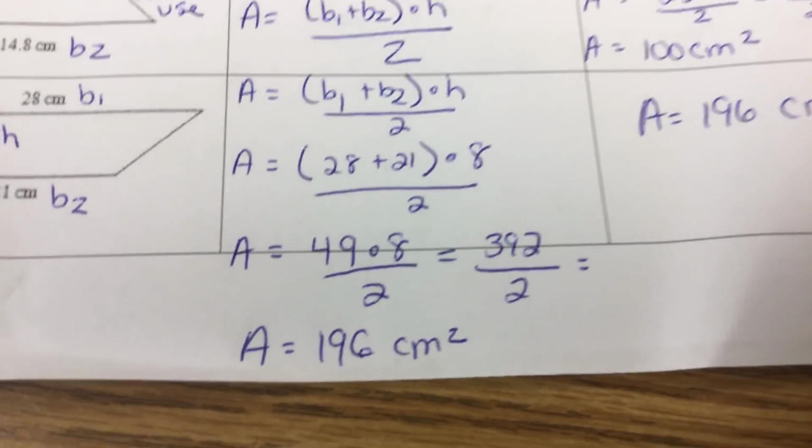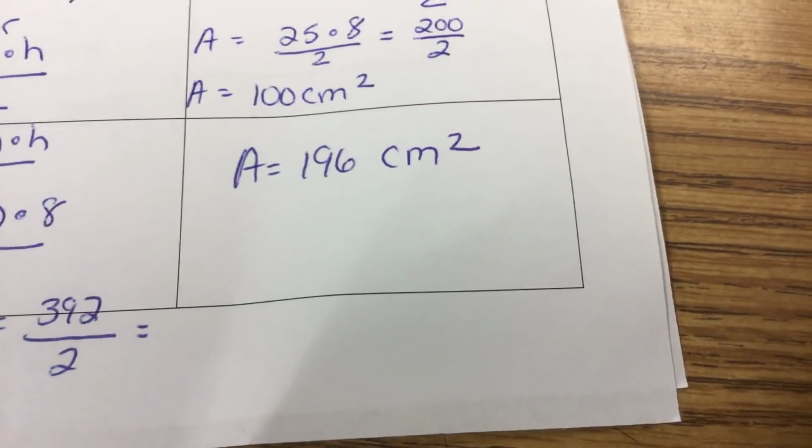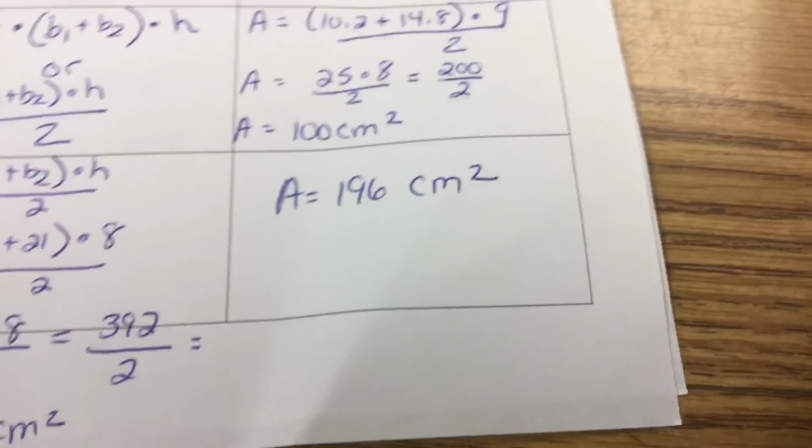Then I'm going to divide it by 2. Remember that fraction bar is divide. I get 196 centimeters squared. Area is 196 centimeters squared. Almost done, guys.